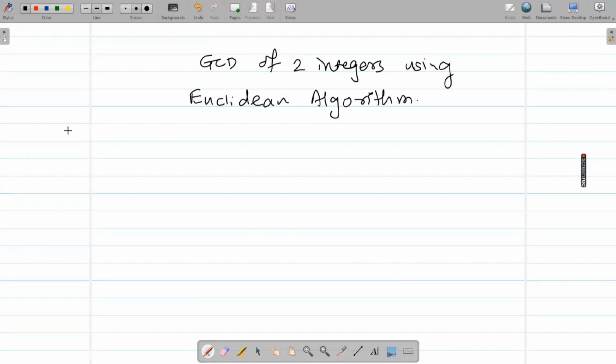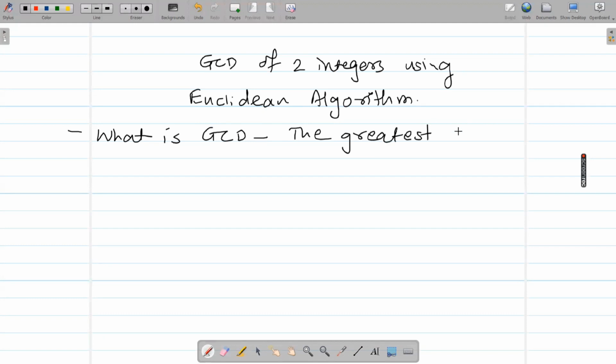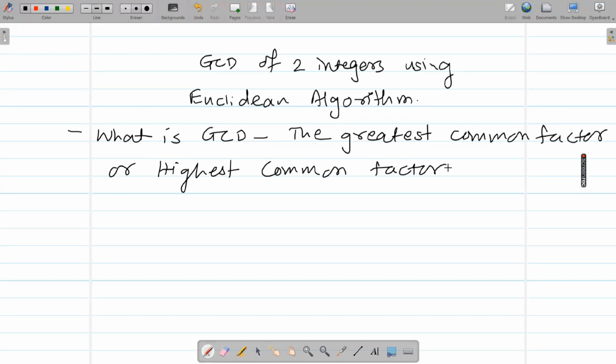First of all, let us see what is GCD. GCD is the greatest common factor, or highest common factor, HCF. So in our school days, we used to factorize the numbers.